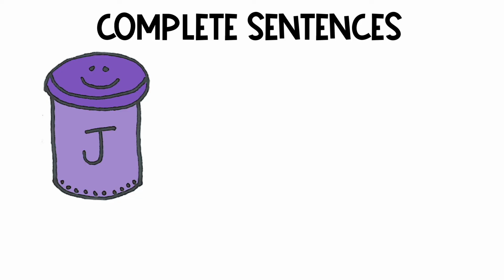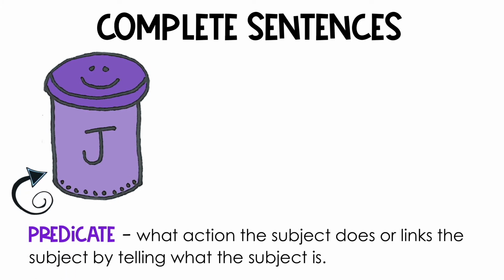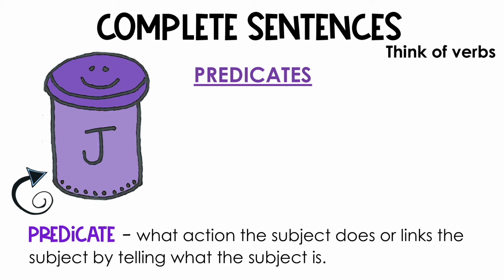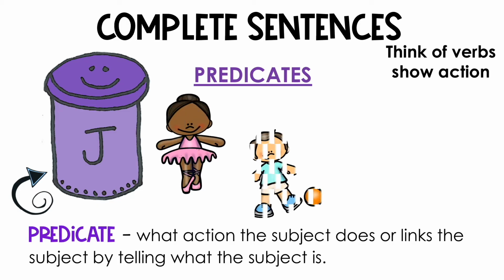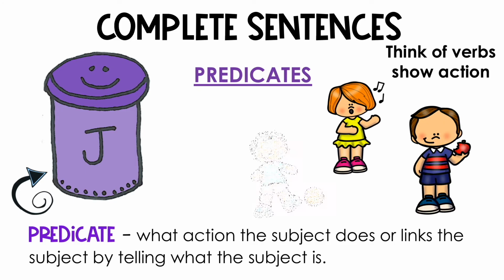Next, let's talk about the predicate of the sentence. This is what I refer to as the jelly. What action the subject does or links the subject by telling what the subject is. Let's look at some examples of predicates. I want you to think about verbs. Verbs can be action words. They show the action of the subject. For example, dancing, kicking, singing, or even eating.